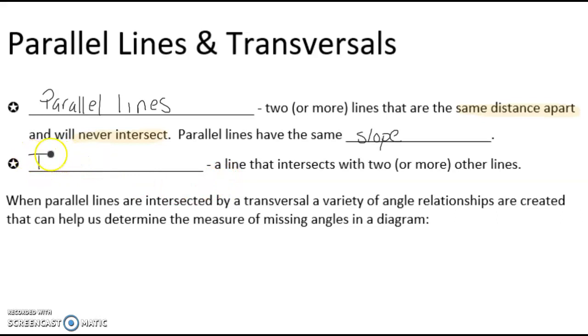A transversal is a line that intersects two or more other lines. When parallel lines are intersected by a transversal, a variety of angle relationships are created that can help us determine the measure of missing angles in a diagram.